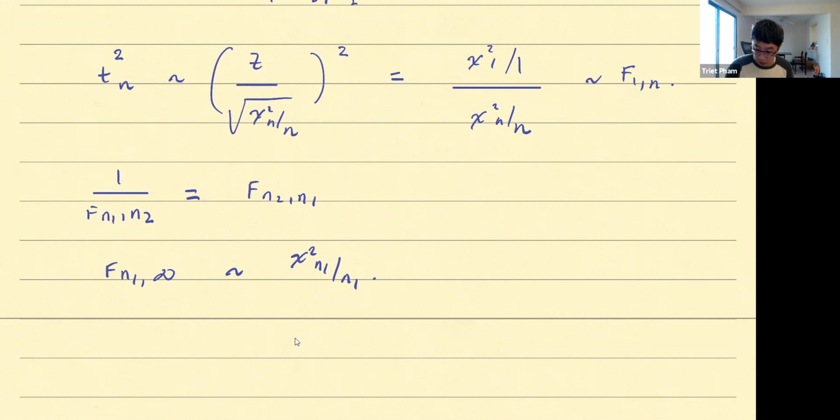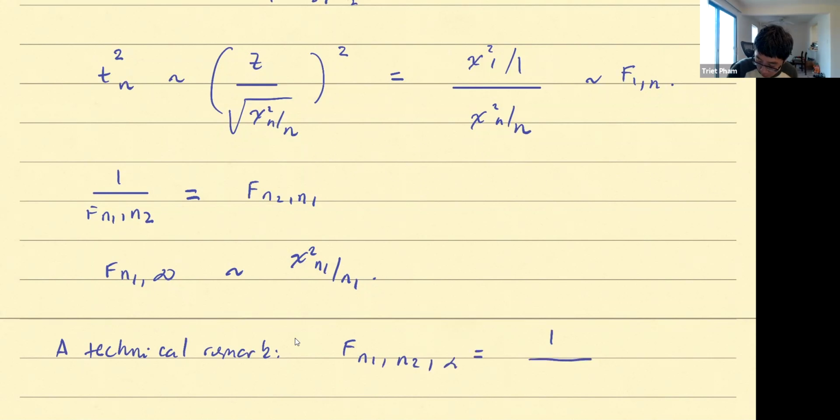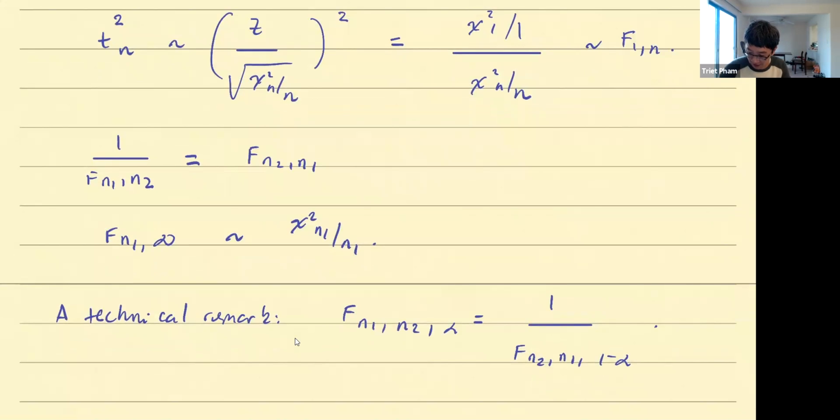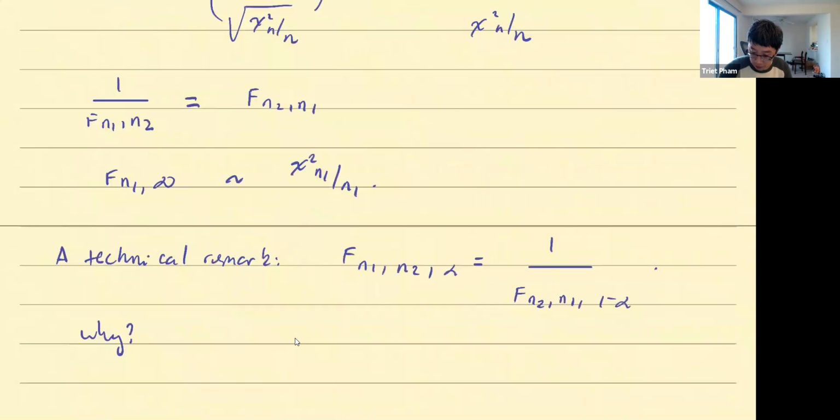Then the last thing I want to say is this technical remark, which I don't really like, but the book uses. f with degrees of freedom 1 and 2 at alpha is 1 over f with degrees of freedom 2 and 1 at 1 minus alpha. So first of all, do you see why? And second, that is little f, not big F, because these are quantiles.